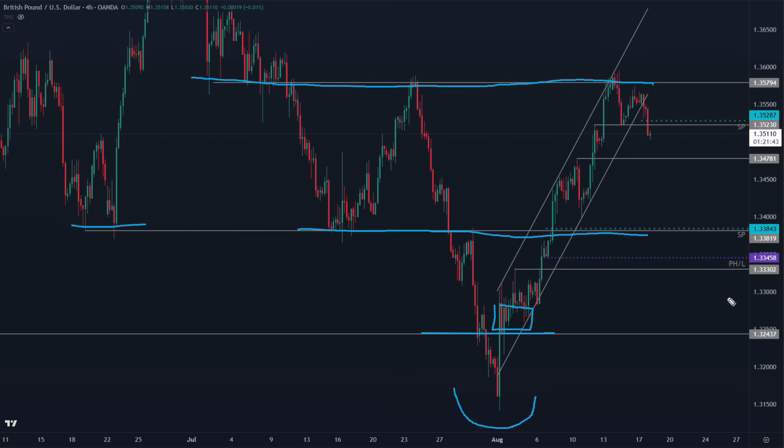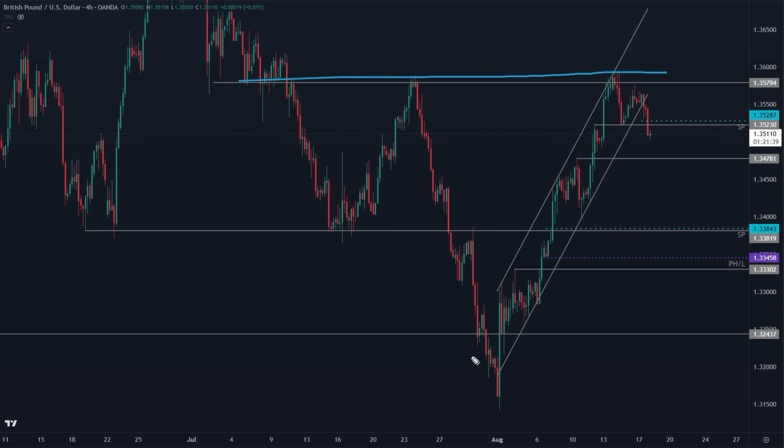Okay, so when you look at this as a range, a range within a range, you have range highs up here, you've got range lows down here, and this is essentially the mid-range or the 50% of this bigger range. So looking at these lows down here, guys, we know that buyers are going to try to defend this area.